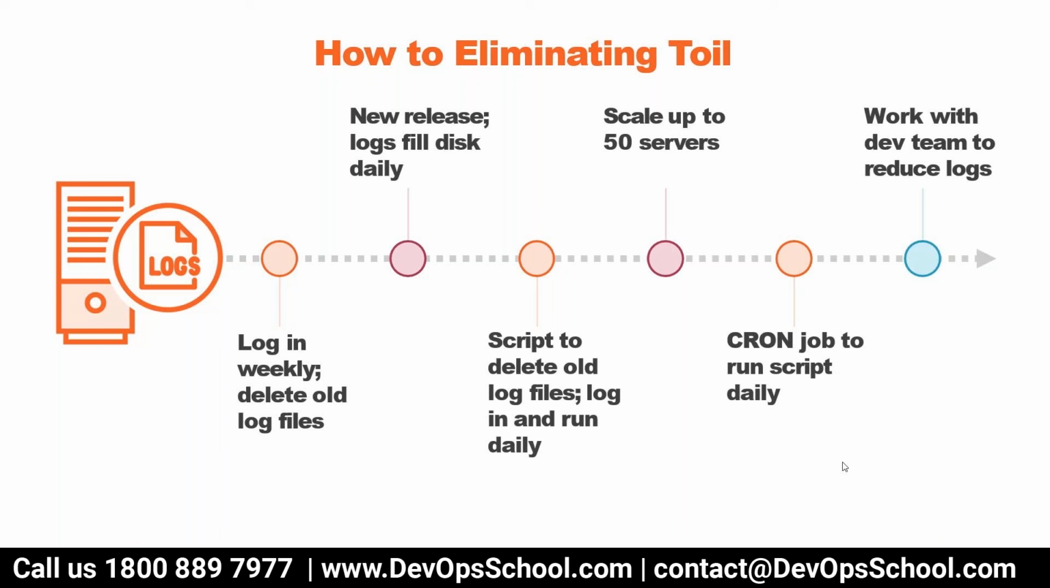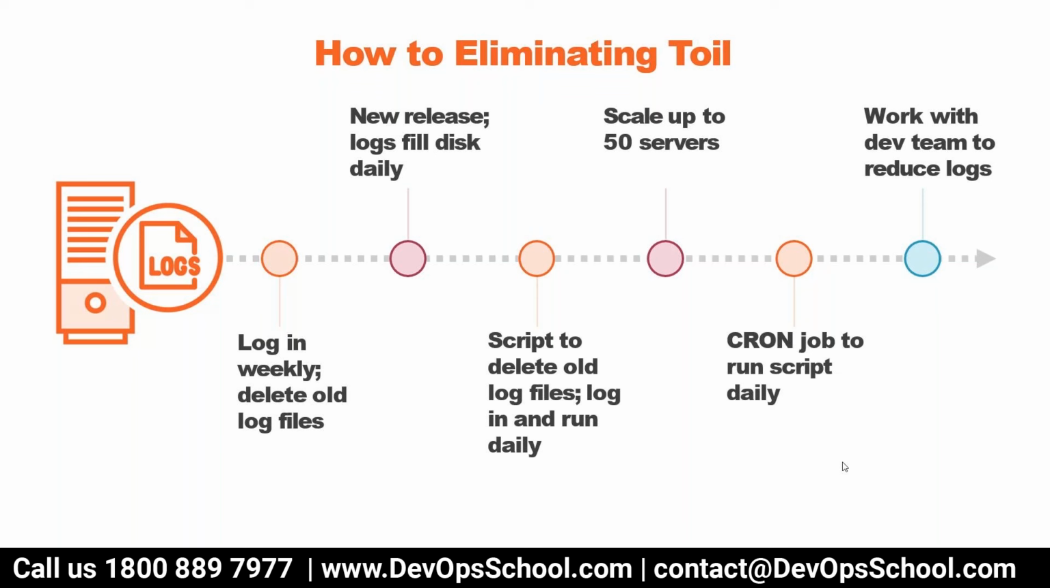If the disk was getting filled once in a while, maybe you do it weekly or monthly. But if it's filling daily, then you decide to write a script to delete all the log files, log in, and run it daily. This is good if you have one server. What about if you have 50 servers? Are you going to log into 50 servers together? This is the challenge you have when your infrastructure is scaling. So you set up a cron job to run the script daily and work with the dev team to reduce the logs.